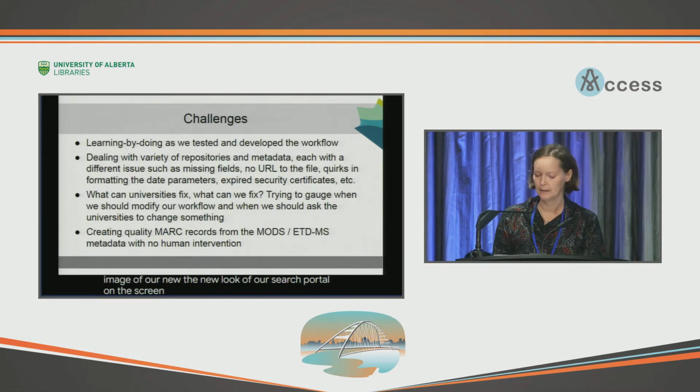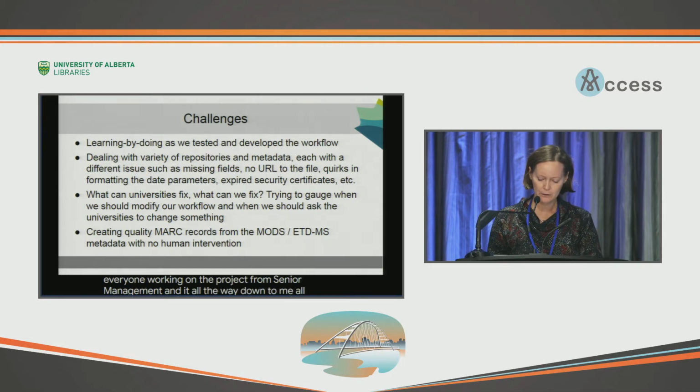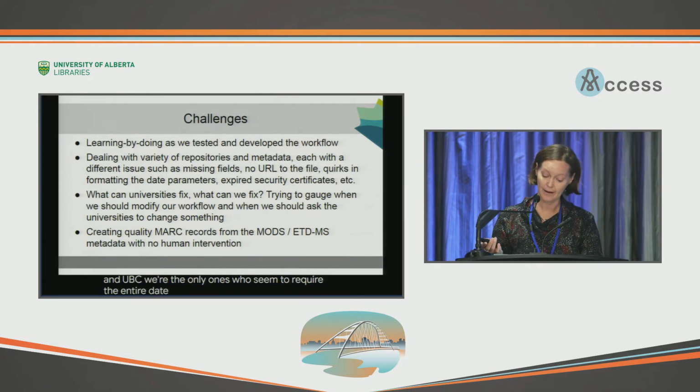Okay. Challenges. We've learned a lot along the way. Due to staff turnover, this was new terrain for everyone working on the project, from senior management and IT all the way down to me. Although most universities use DSpace, ePrints, or Islandora, each repository had its quirks. For example, Brock and UBC were the only ones who seemed to require the entire date and time in the date parameter, or it wouldn't work. Carleton had no set names, so we added a new module to the workflow to deal with that.